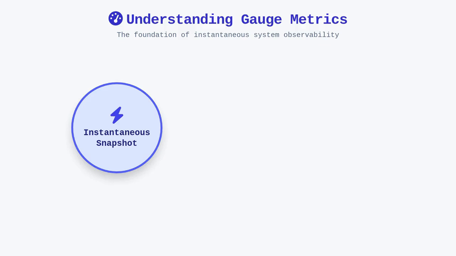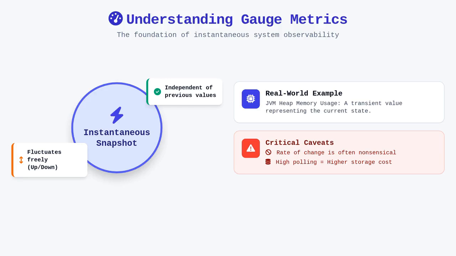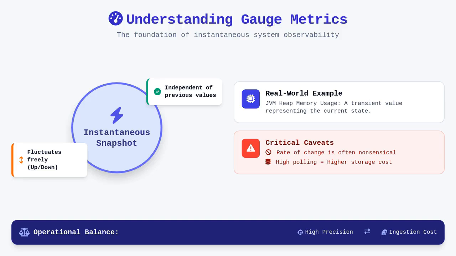When you track a gauge, you are observing an instantaneous measurement that can fluctuate upward or downward without any intrinsic relationship to previous values. Consider a metric representing the current memory usage of a JVM heap. This value is entirely transient and independent of what the memory usage was 5 minutes ago. Because gauges represent single states, calculating a rate of change on a gauge is often mathematically nonsensical without applying additional temporal transformations. When configuring your monitoring, remember that high polling frequencies on gauges increase your ingestion volume and storage footprint, so you must balance precision against the operational cost of high resolution.